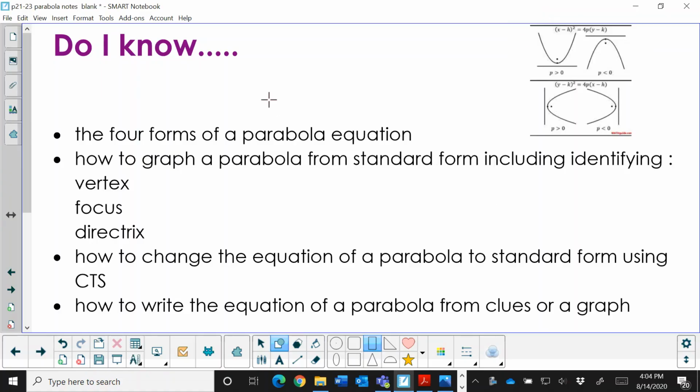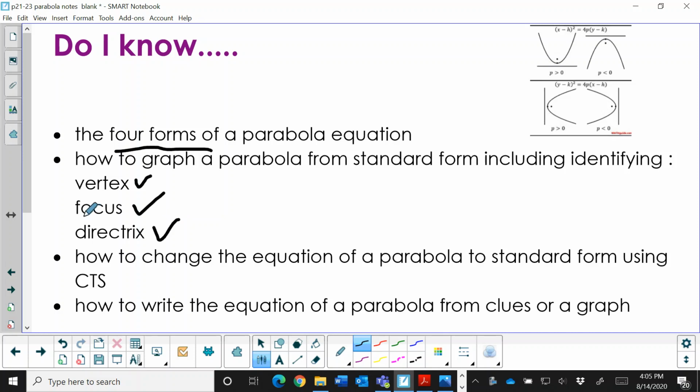So let's look at a quick summary of what we did today. The first thing we did was write the 4 forms of the parabola equation. When we have an x squared, we have an up facer or a down facer. When we have a y squared, we have a left or right facer. We also learned how to graph a parabola from standard form and identify the vertex, the focus, and the directrix. Remember, the focus and the directrix are equidistant from the vertex.